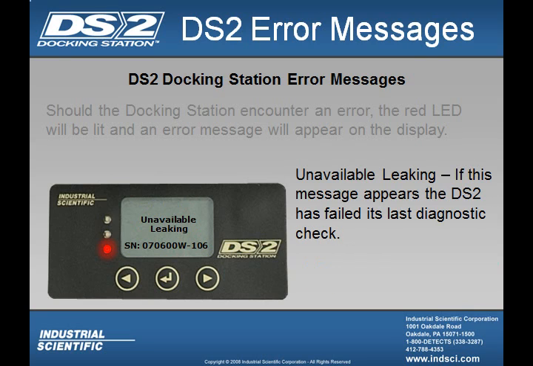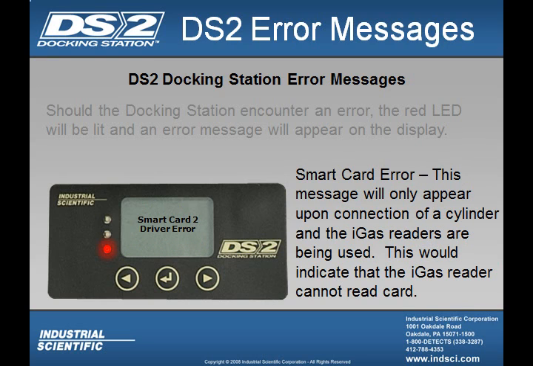Another error message that may appear on the display of your DS2 would be unavailable leaking. This would be an indication that the docking station has failed its last diagnostics check. And another error message that I may see appear on the display of my DS2 would be a smart card error. This smart card error would appear if I'm using iGas readers. And this would indicate that the iGas reader cannot read the card. And that could be because either the card is at fault or the reader itself has failed.